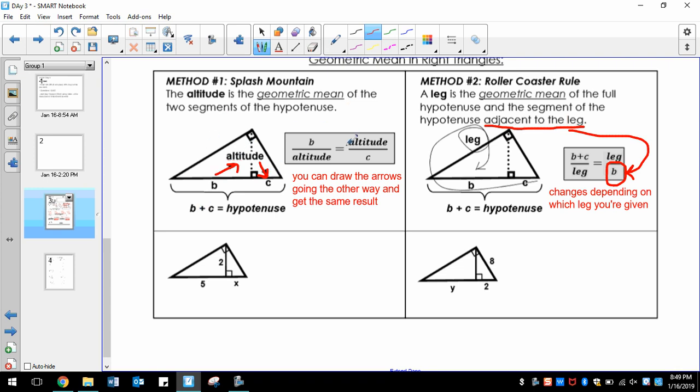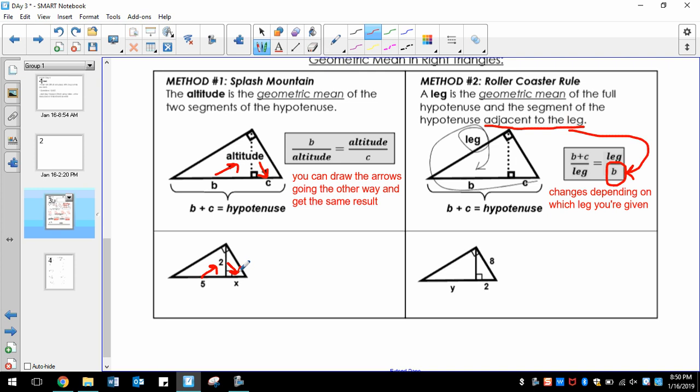All right, so you use this formula or that trick when the altitude is labeled and you don't have either of the other two sides labeled. You just have the altitude and the hypotenuse. Okay, that's method 1. So let's take a look at this one. That's what's happening in this scenario. I have the hypotenuse has information on it and the altitude has information on it, but I don't have any information on the other two legs. So this is where I would use Splash Mountain.